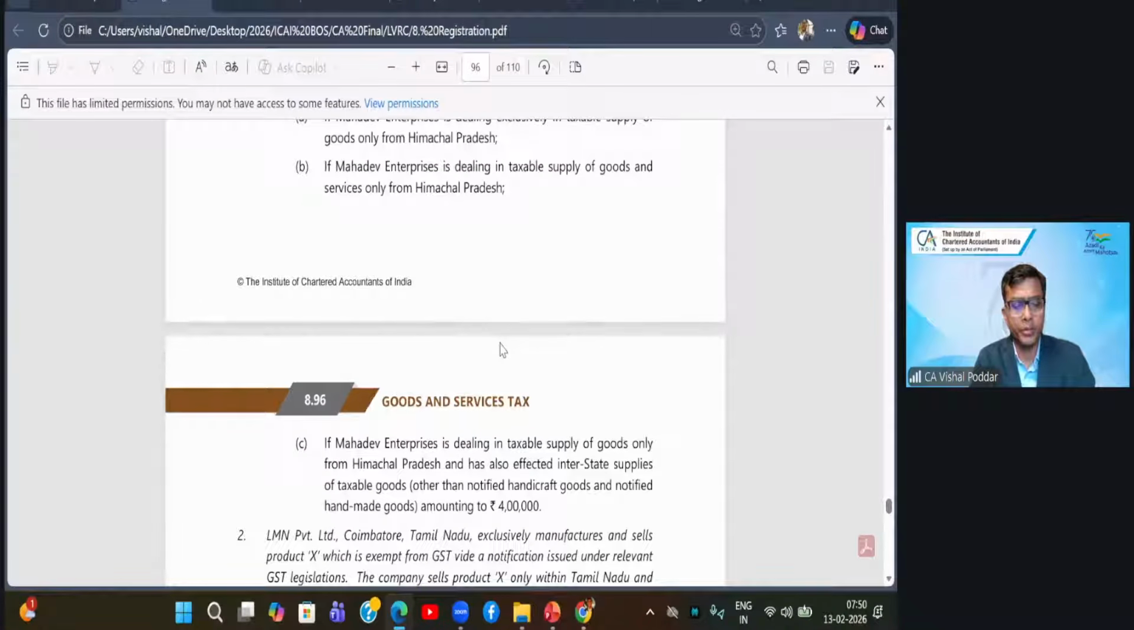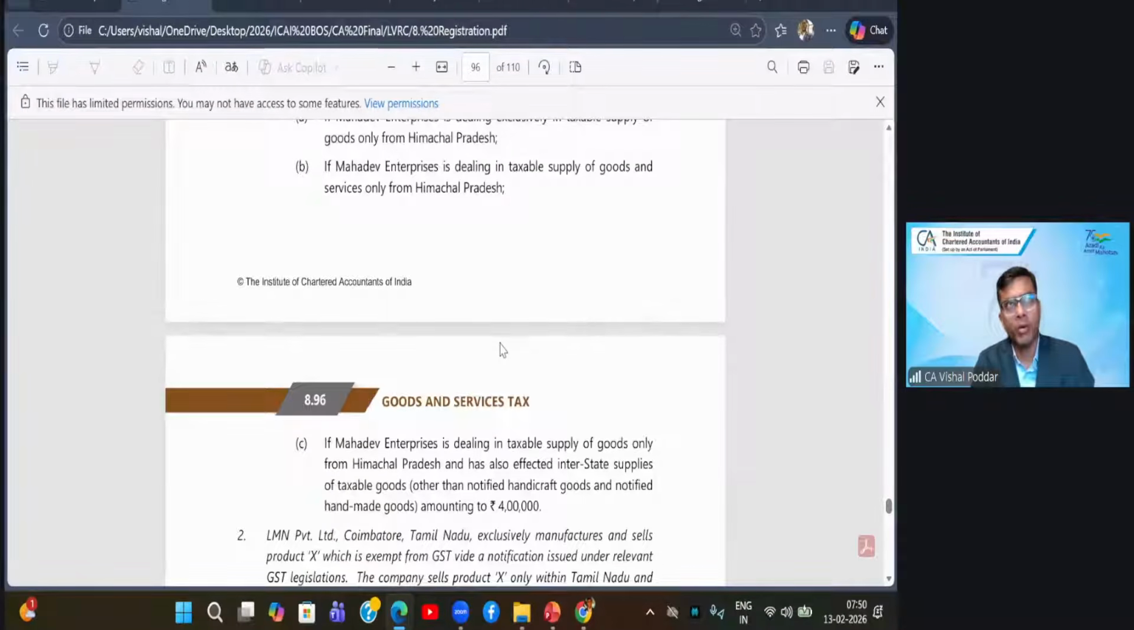Next, students. If Mahadev Enterprises is dealing in taxable supply of goods only from Himachal Pradesh and has also effected interstate supplies of taxable goods other than notified handicraft goods and notified handmade goods amounting to rupees 4 lakhs. Again, if you have any transaction of interstate supply of goods, then no turnover limit has to be checked. Again, registration becomes applicable. Anyways, registration was applicable even without this. So again, my answer will not change in C. It will remain the same as 1.